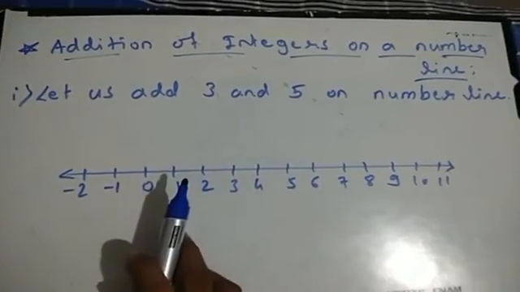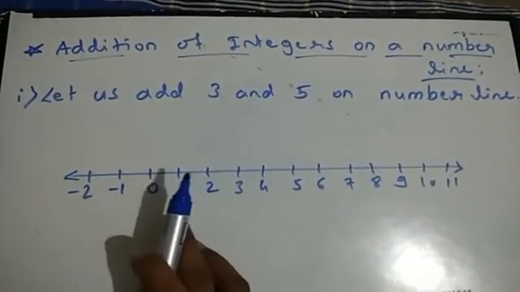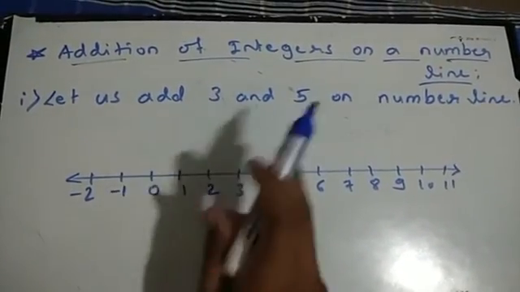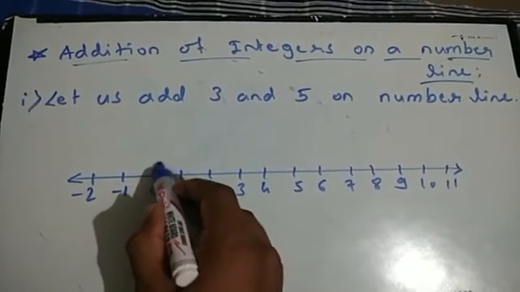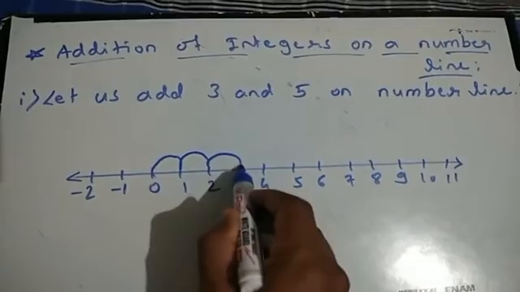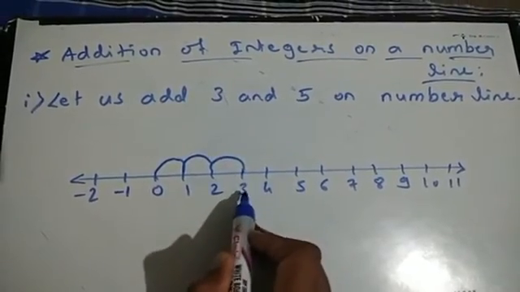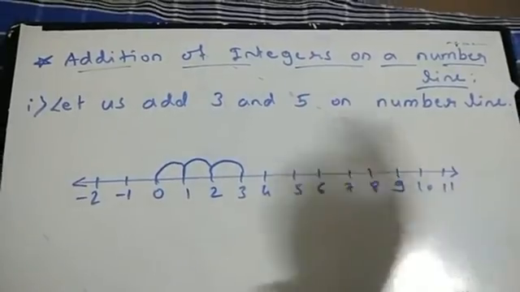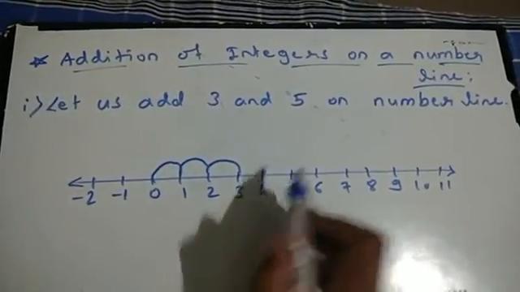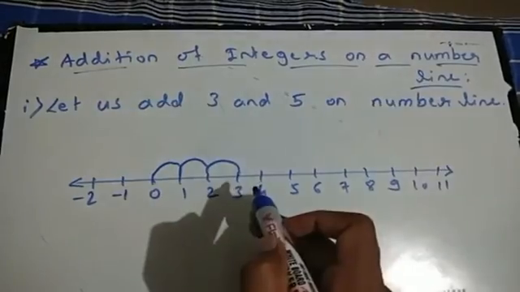Students, we know how to add two positive numbers. So in 3 we have to add 5. Start from 0 and make first 3 jumps to reach 3. And in this 3 we need to add 5. So move towards right hand side as we are adding a positive integer. Whenever you add any positive integer, always move towards right hand side.